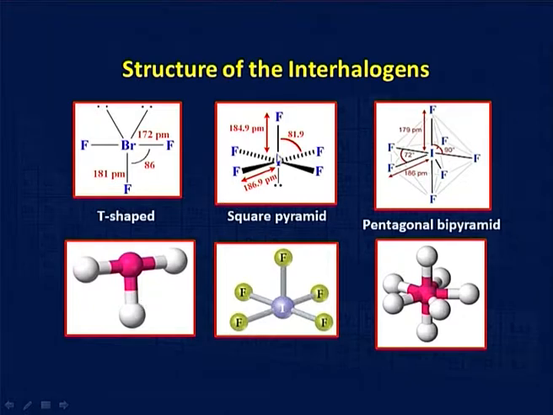It is a square pyramid structure of IF5, AX5 type. This is iodine pentafluoride. It is a pentagonal bipyramid structure of iodine heptafluoride, IF7. It is pentagonal bipyramidal. These 5 fluorines are in one plane and these 2 fluorines are above and below the plane of this pentagon.